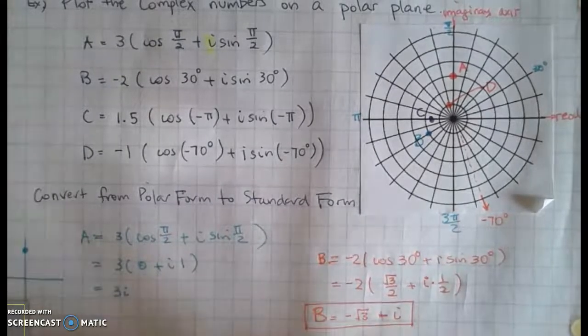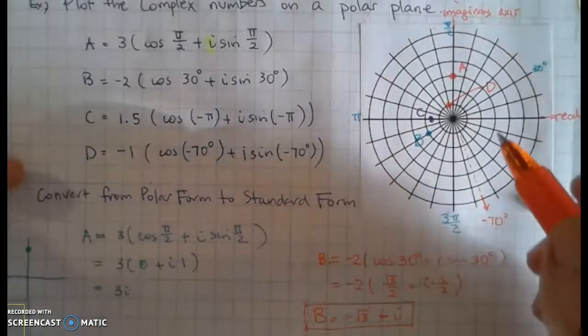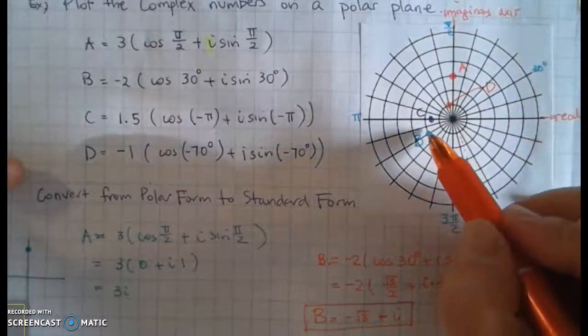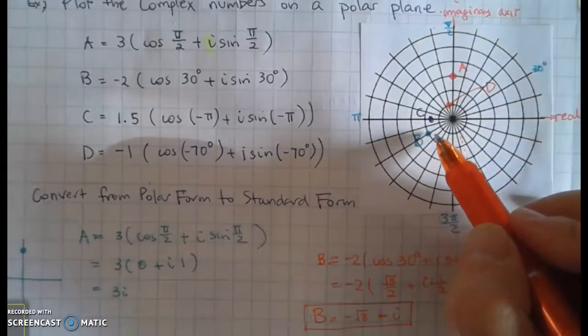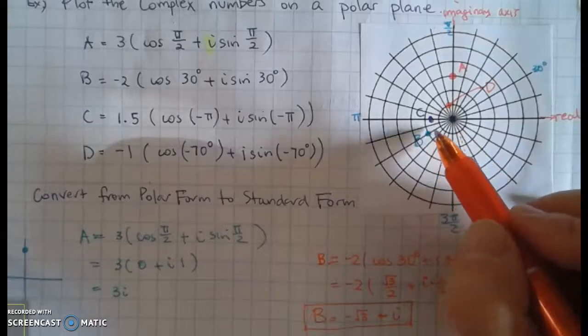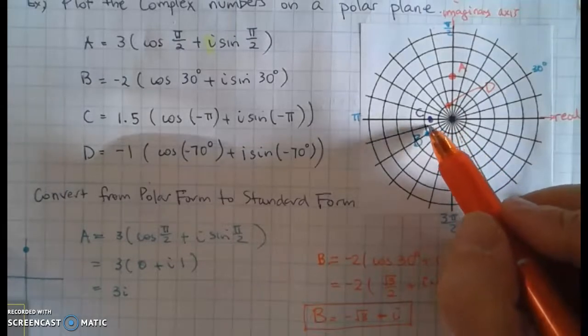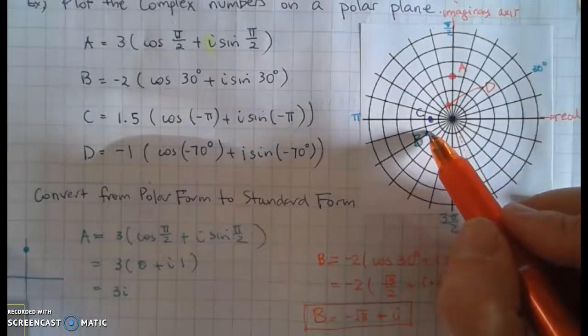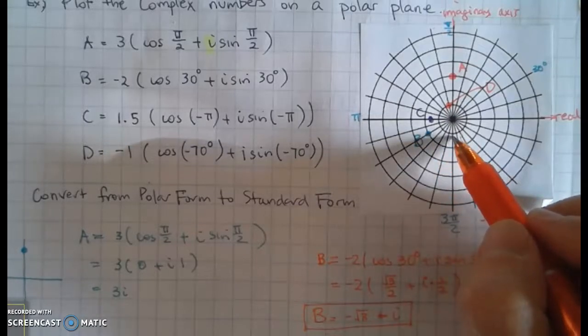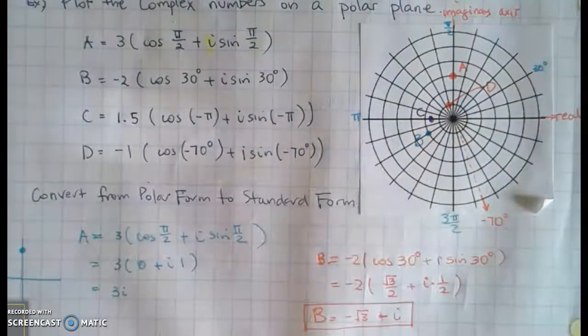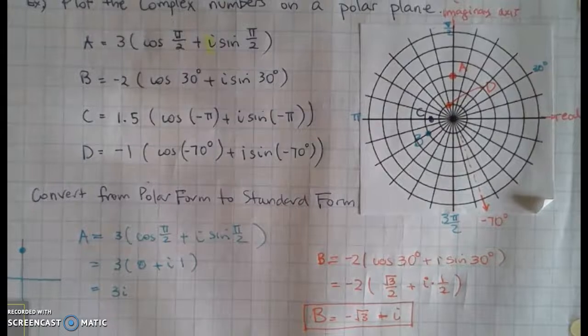is -√3 minus i. So if I was to find the coordinate of this rectangular coordinate on the complex plane, it's going to be -√3 on the x position, and the y position will be -1 here. Okay, and you can do the same thing with the other one as well, but I am not going to do that.